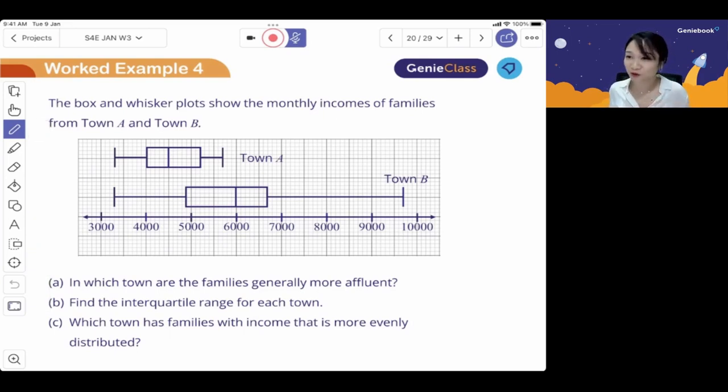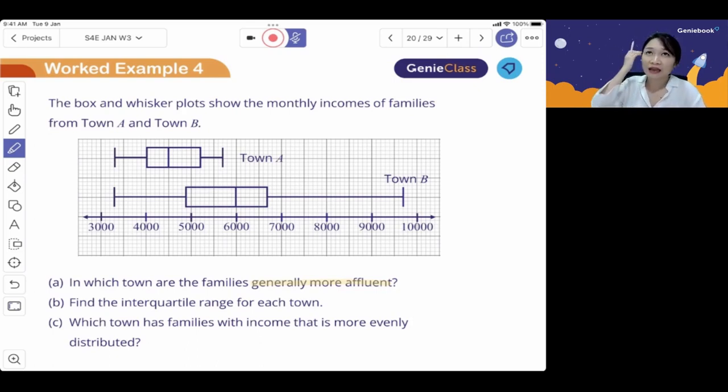Okay, worked example 4. The box and whisker plot shows the monthly incomes of families from town A and town B. Now that you have mastered reading one box and whisker plot, you need to be familiar with comparing between two boxes. So how do we go about comparing? In which town are the families generally more affluent? When the question says generally, very good, Denise, what key value will we look at?